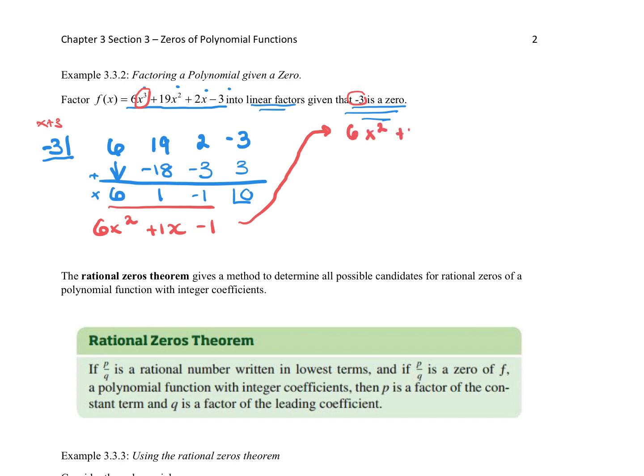6x squared plus x minus 1. I'm going to do a times c, get a negative 6. I need 2 factors of negative 6 that add up to make a positive 1. So I'm going to do positive 3 and negative 2. I'm going to rewrite 6x squared plus 3x minus 2x minus 1.